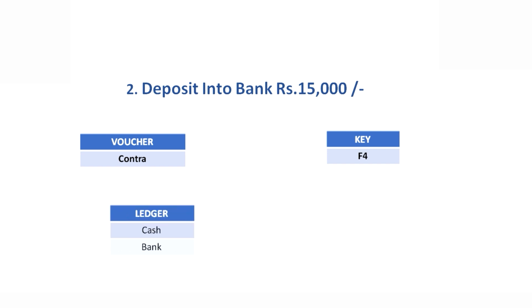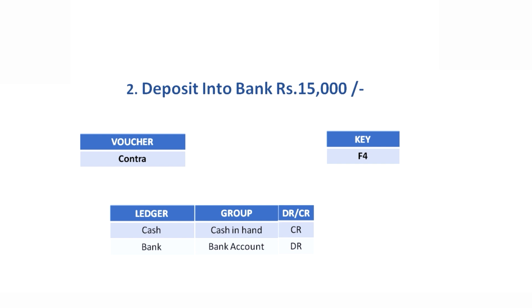The two ledgers we require to pass this transaction are cash and bank. Cash is already there, we'll create bank. The grouping of these ledgers will be: cash will come under cash in hand, bank will come under bank account. We credit cash and debit bank to pass this transaction, and the value will be 15,000. So we'll pass a transaction like credit cash account 15,000 and debit bank account 15,000.